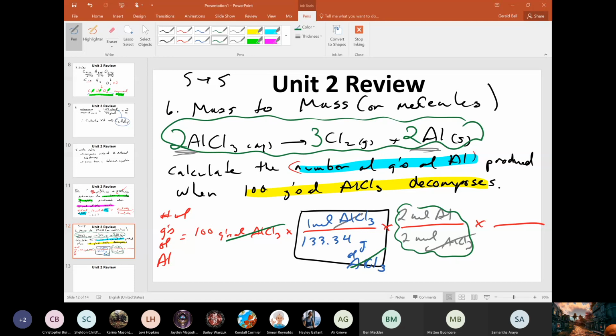And then to finish this off, again, we're back to the boxed expression. And we want the moles to cancel, so I'm going to put that on the bottom. And this weighs 26.98 grams. Cancel, cancel. So we should have all the numbers we need. 100 times 1 times 2 times 26.98. Divide by 133.34. Divide by 2. Divide by 1. Let's see what we get. I got 20.23.